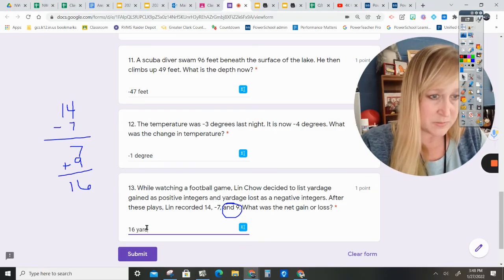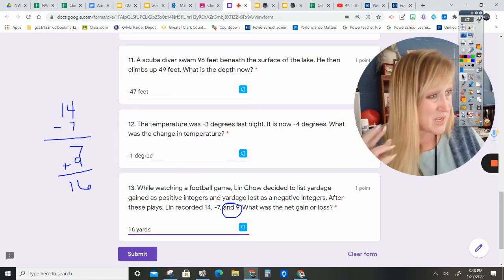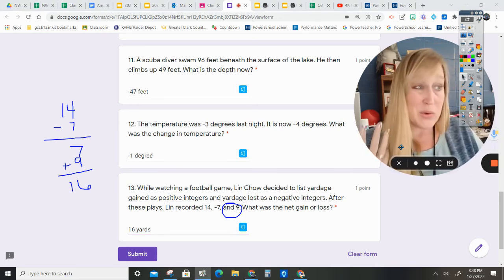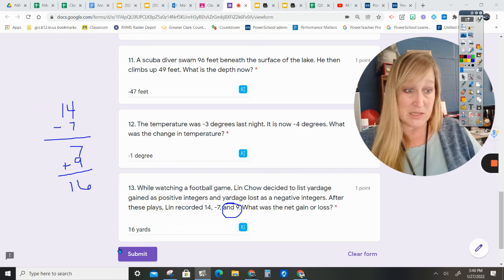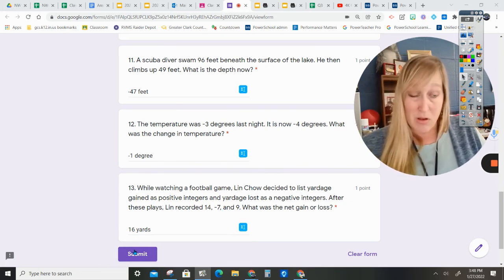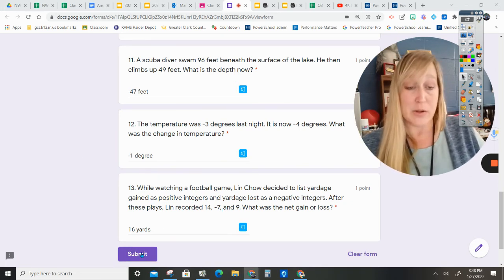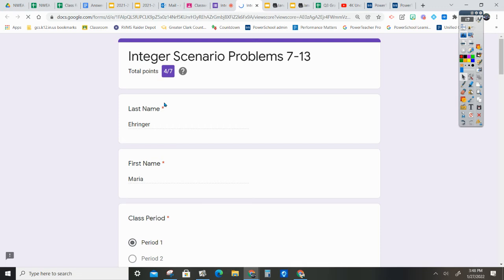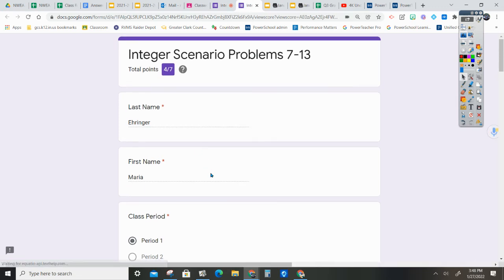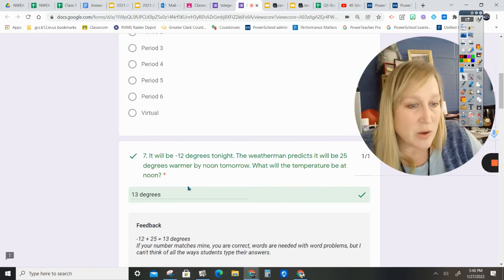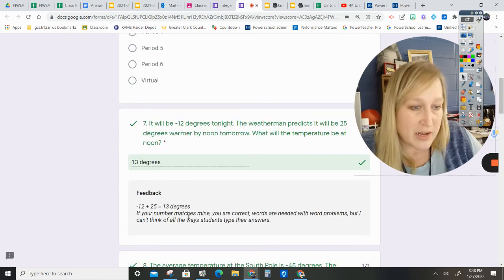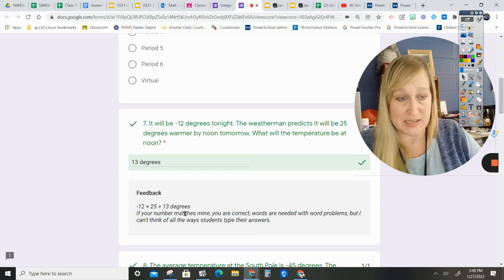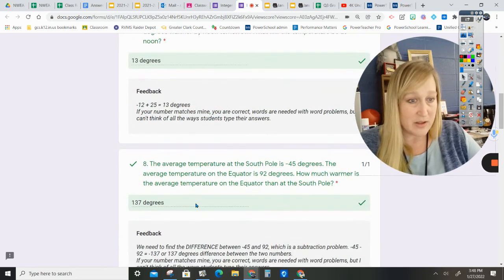Hopefully I'm right on that. 16 yards. Going to hit submit and cross my fingers because, as we know, I make mistakes frequently. Maybe I typed something wrong. We'll see. Okay, let's see what the score says. Okay. Well, it didn't like me. So 13 degrees. All right, I must not have spelled something right, but look, feedback says 13 degrees is the answer. So somewhere that's right.